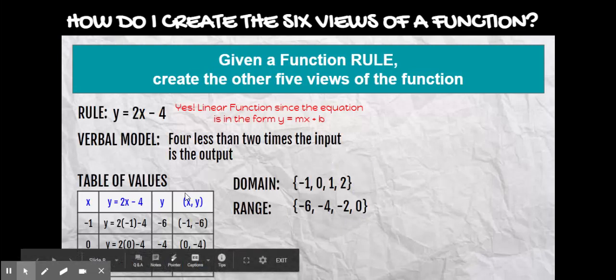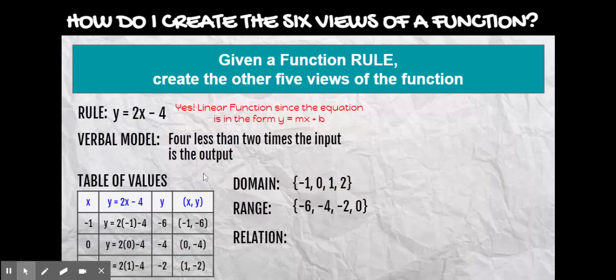So there's our domain and range straight from our table of values. What else is straight from our table of values? That's our relation. It's right there. It's that 4th column of your table. It's all 4 of your ordered pairs listed in set notation horizontally.